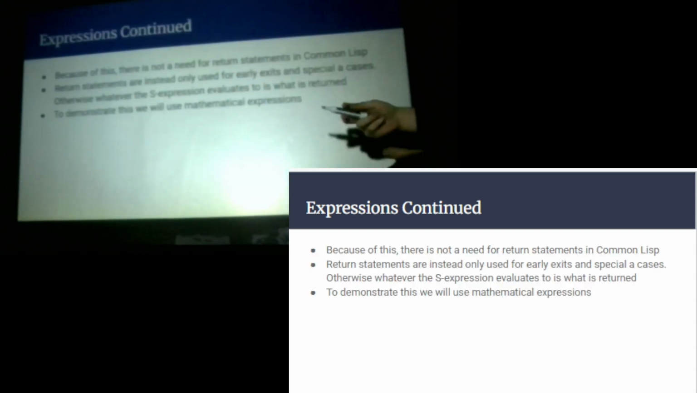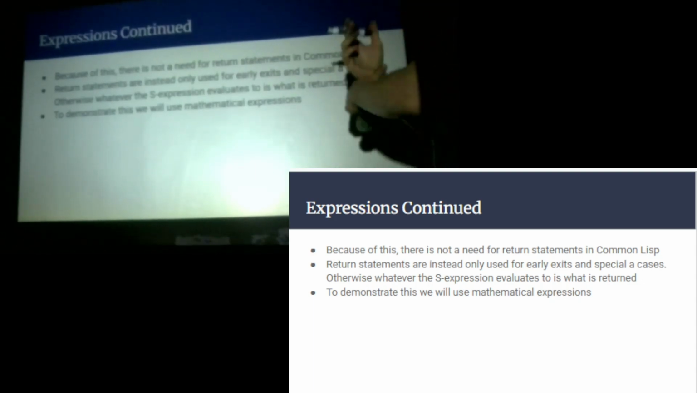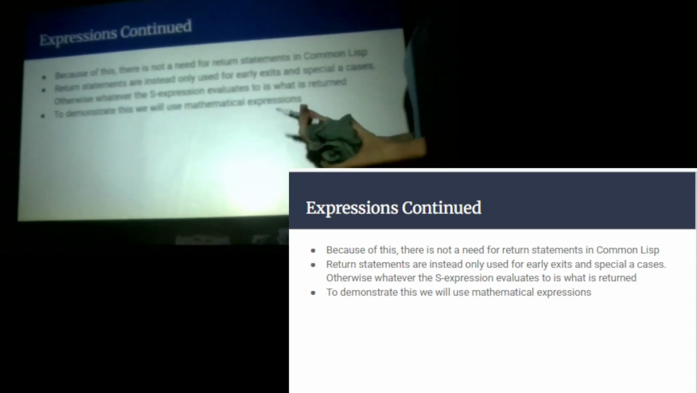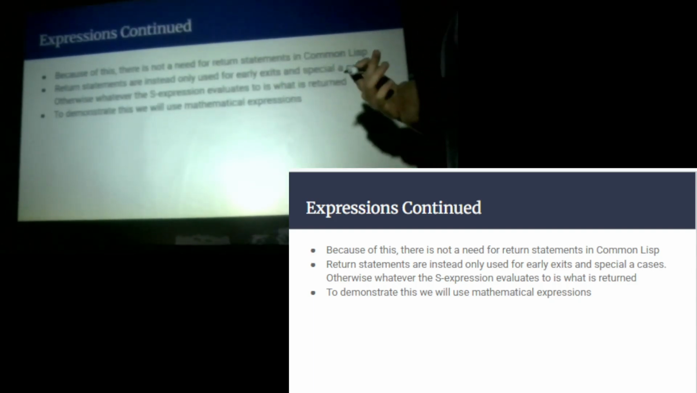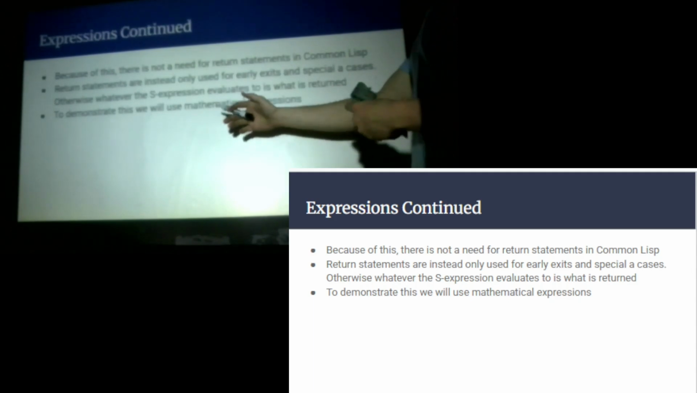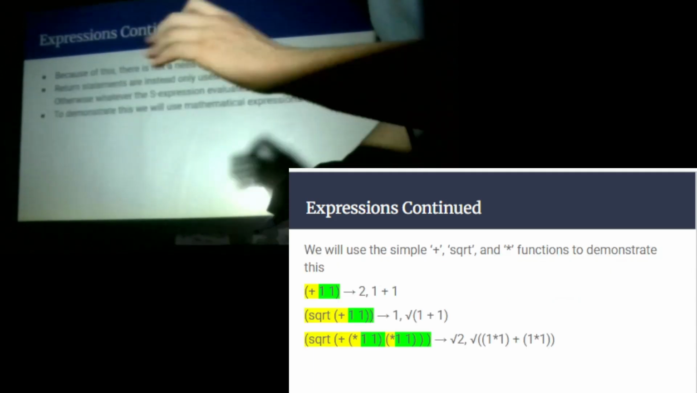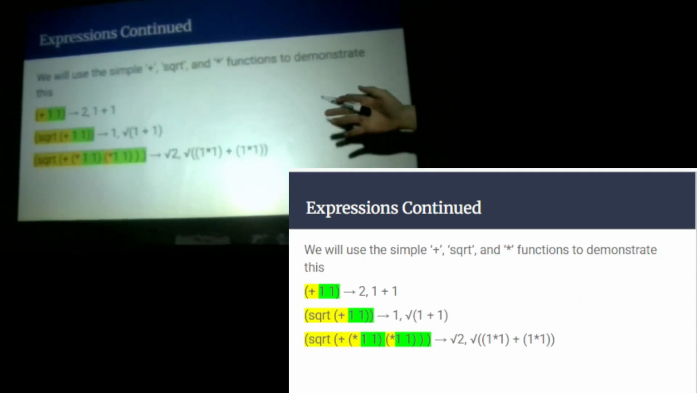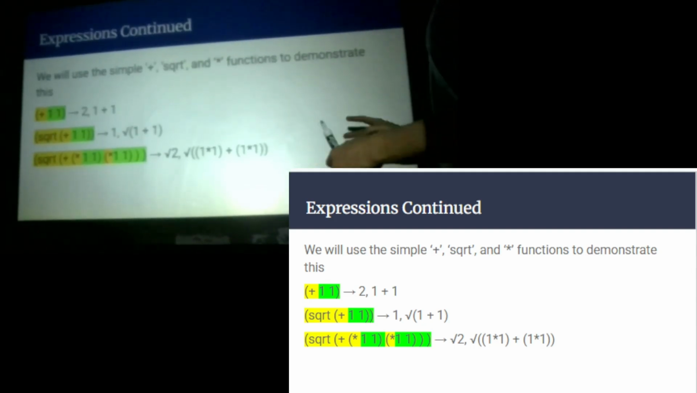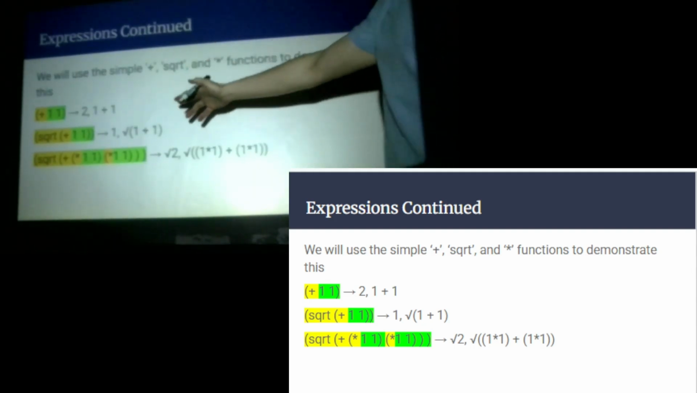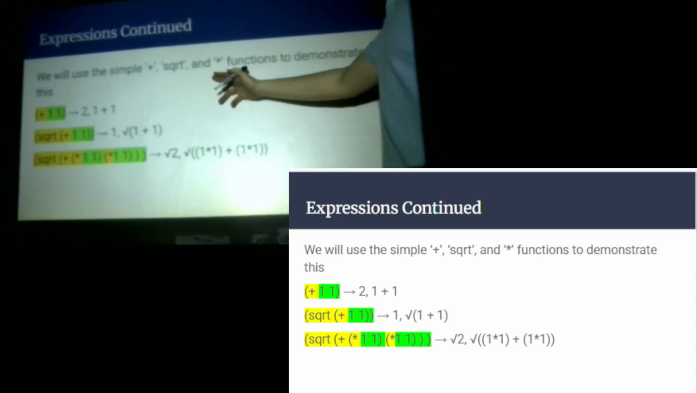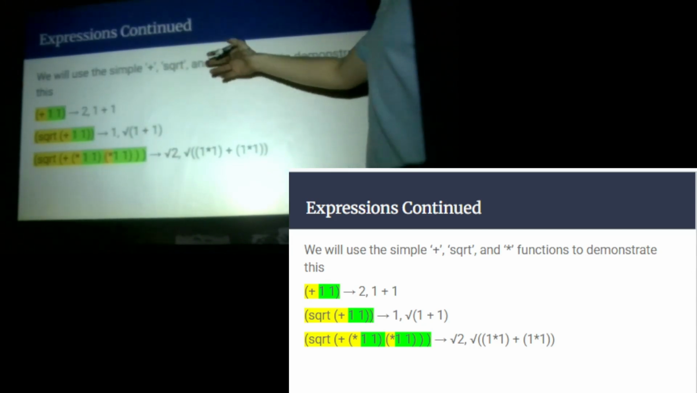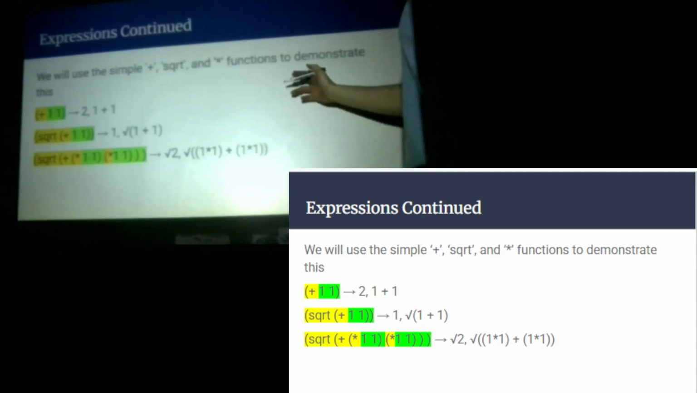So the best way to explain the syntax of expressions is to use mathematical expressions with Common Lisp. Because there is no need for return statements, it can often be confusing for a programmer trying to learn Common Lisp coming from something like C++ or Python. So we found it was best to use math expressions to explain this concept. This is going to look really weird at first, but it does make a lot of sense. We're going to use just the simple plus, square root, and the star, which is multiplication, operators, which are also functions in Common Lisp, which I'll get into later, to demonstrate this.